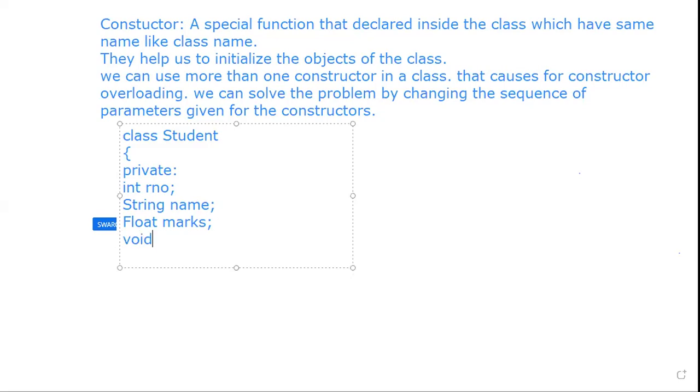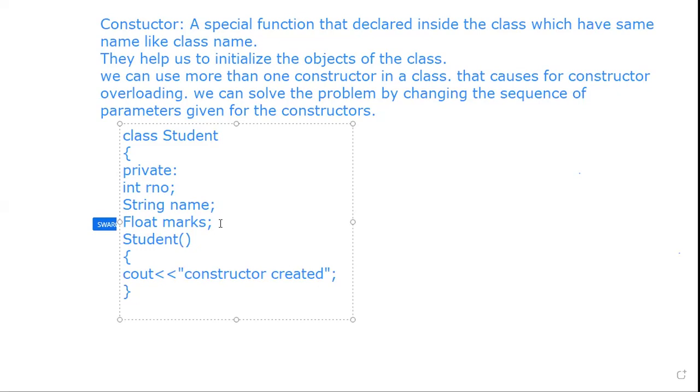So what is the method I'm creating? First, I have to create the constructor. So the constructor name should be the same as the class name. Okay. I will say here cout "constructor created". Okay. This is the one constructor.